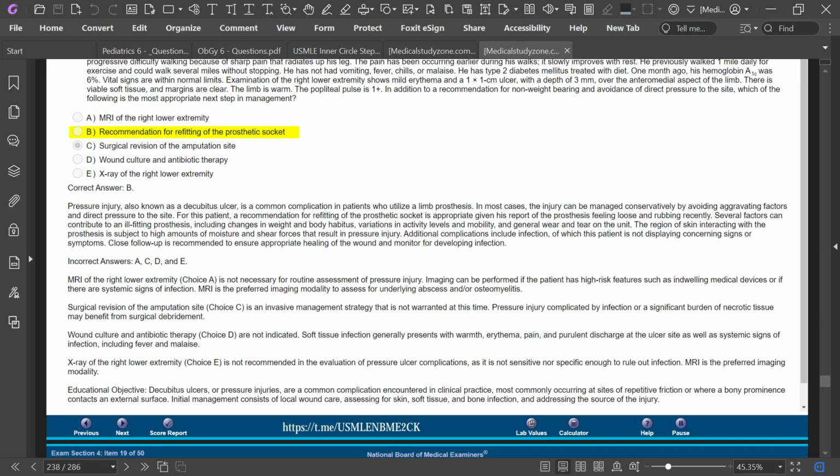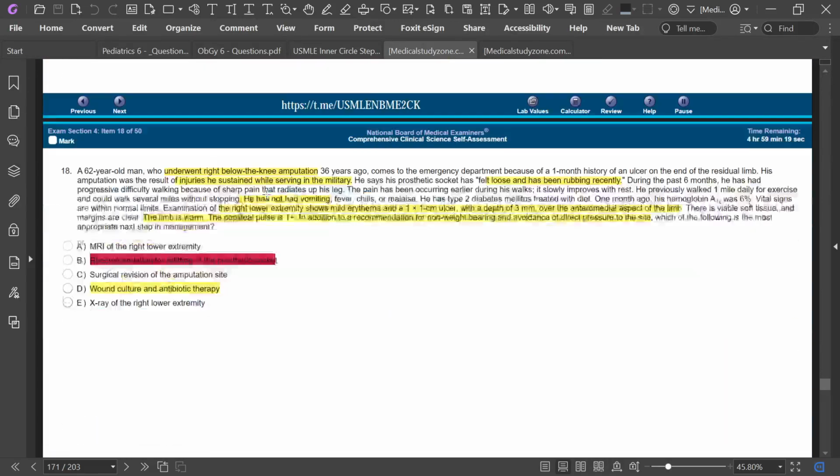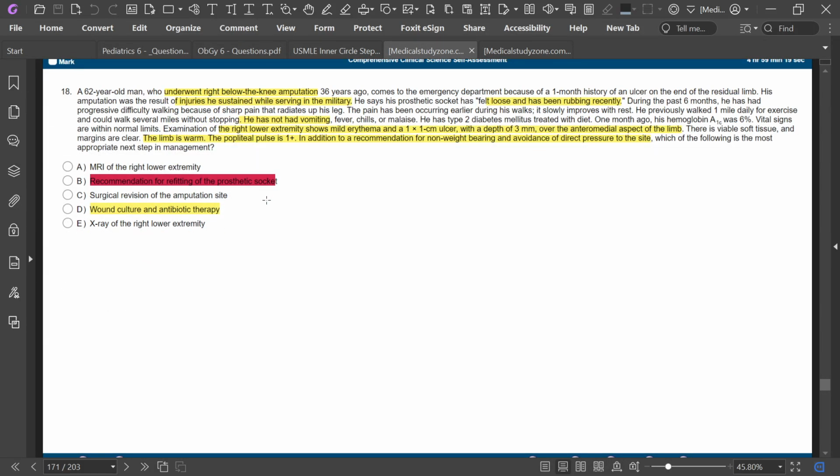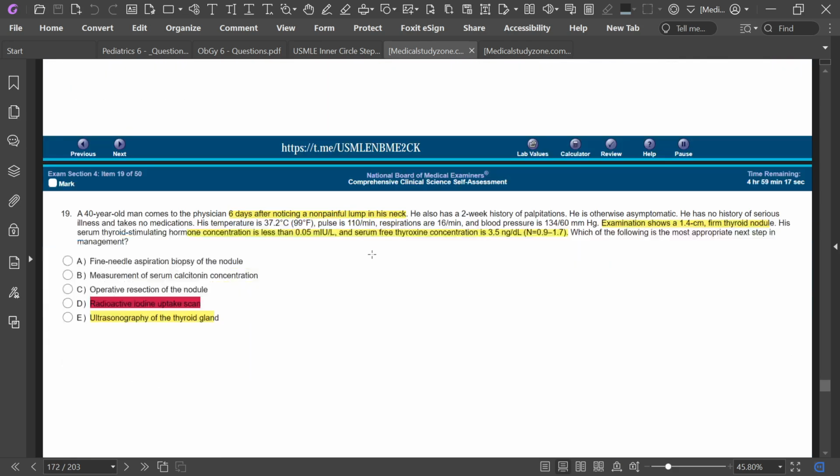Next, a 40-year-old man comes to the physician 6 days after noticing a non-painful lump in his neck. He also has a 2-week history of palpitations. He's otherwise asymptomatic. He has no history of serious illness, no medication, temperature fine, pulse is high, respiration fine. BP is fine. Exam shows a 1.4 centimeter firm thyroid nodule. His serum TSH concentration is less than 0.05, which I guess is low. And serum free thyroxine, T3, concentration is high. Which of the following is the most appropriate next step in management?